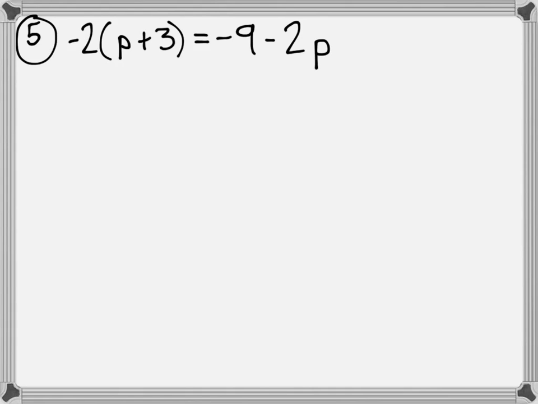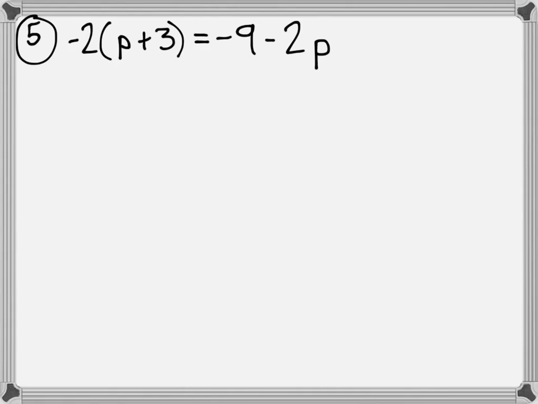Number 5, we have negative 2 times the quantity p plus 3 equals negative 9 minus 2p. The directions say to solve each equation both algebraically and graphically, and then to check each solution that you find algebraically. On number 5, I'm going to solve first algebraically.